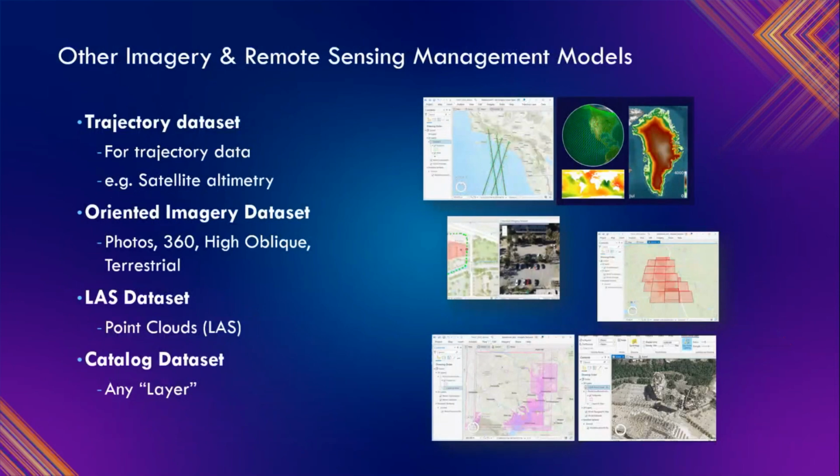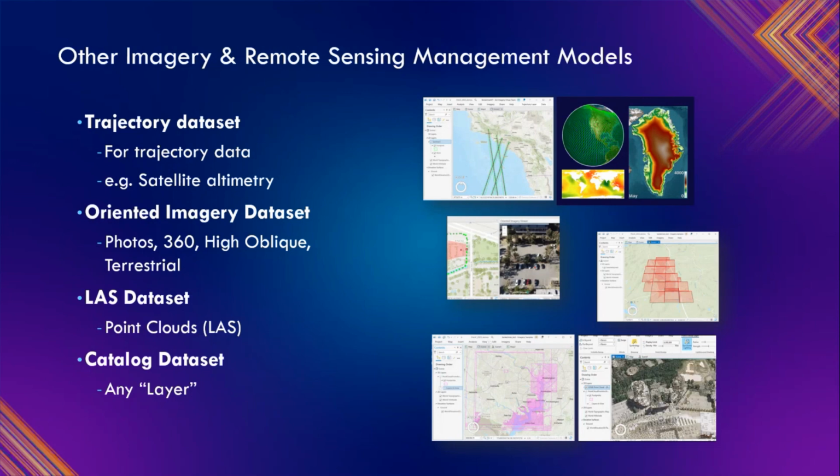So I mentioned mosaic data sets, but that's not the only data model. There are other data models that are available within ArcGIS, depending on the type of data that you're actually working with. One is a trajectory data set. I don't know if we have much in the Middle East trajectory data set, but it comes very, very often from scientific satellites, which are recording, for example, elevation data from space. So this was very often called satellite altimetry. That's managed using trajectory data sets.